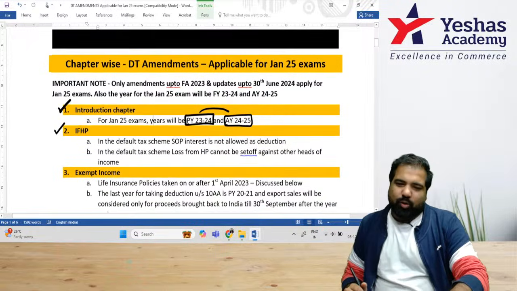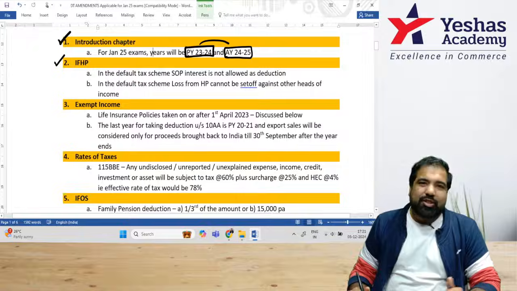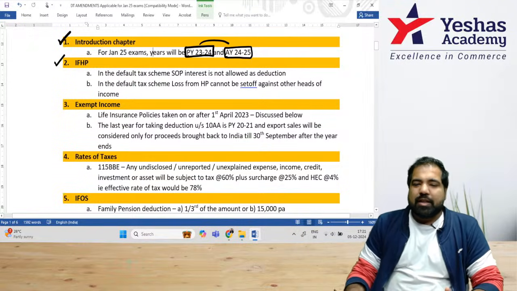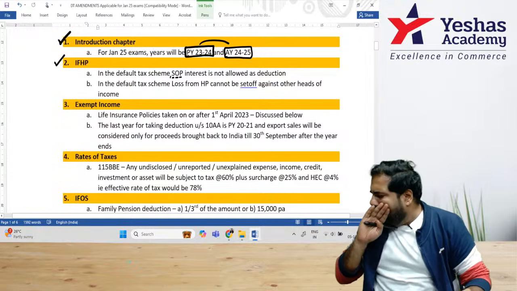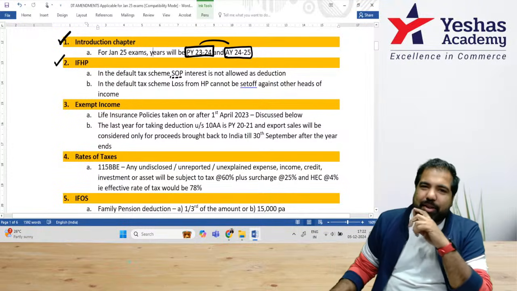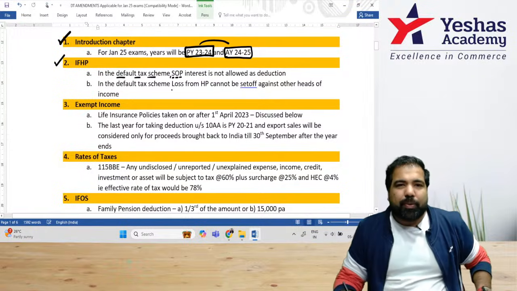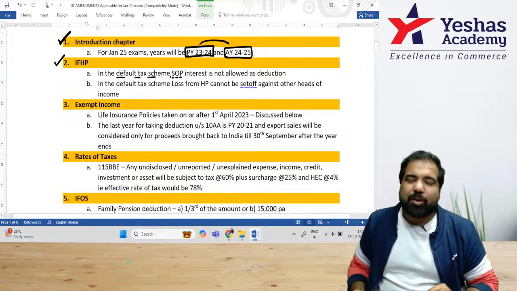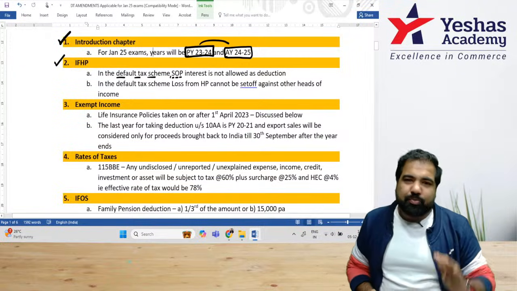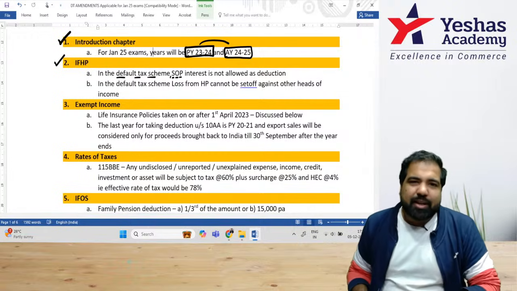House property. You have a house, you are earning some income, the government says I want tax on it. So what has changed in that head of income? Let's see. There was a property called self-occupied property. Not in the old scheme, but in the new scheme, which is now called the default tax scheme, that SOP interest is not allowed as a deduction, which for a student is great news because now you don't have to do any calculation of 2,30,000, nothing. If there is SOP interest, you have to take that as zero.